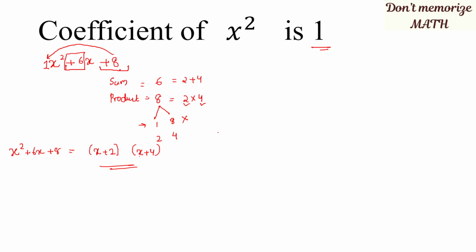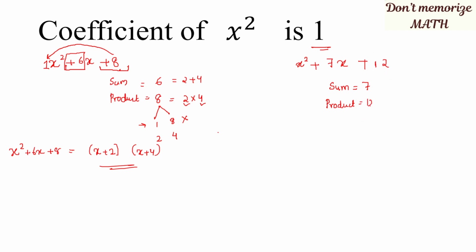So we will discuss one more question like this. I will write the question, that is x square plus 7x plus 12. Is that okay? Yeah. X square plus 7x plus 12. Okay. So what is sum? Sum is the number with x. So here the number with x is 7. So sum is 7. What is product? Product is constant number or the number without x, that is 12.